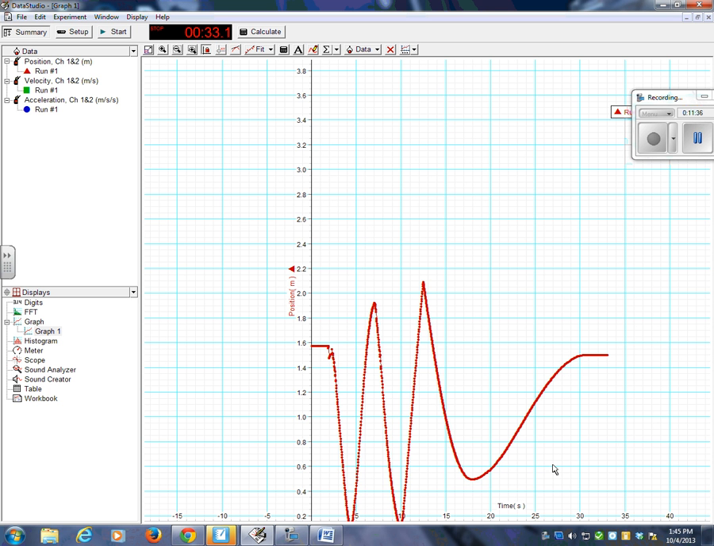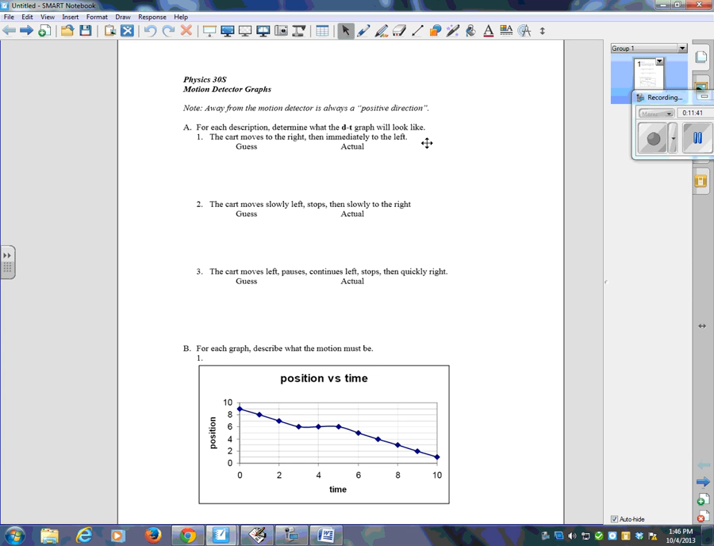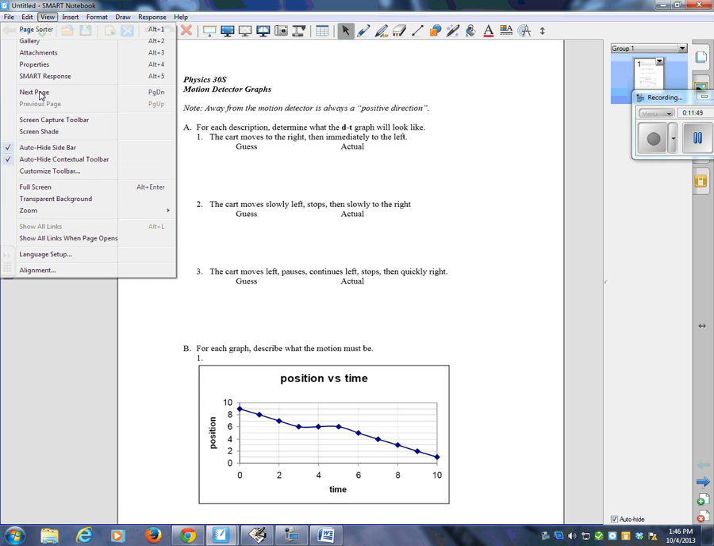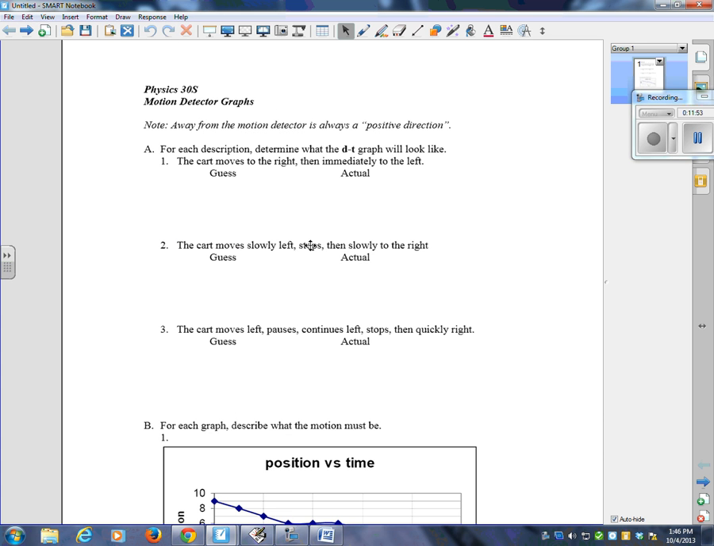Now you've got this sheet right here. It says, first of all, motion detector graphs, note away from the motion detector is always a positive direction. Now I've set it up so that, let me just zoom in a bit here so it's a bit bigger. Okay, which direction is positive usually? Have I got it set up like that? Away from the motion detector is always positive, right?